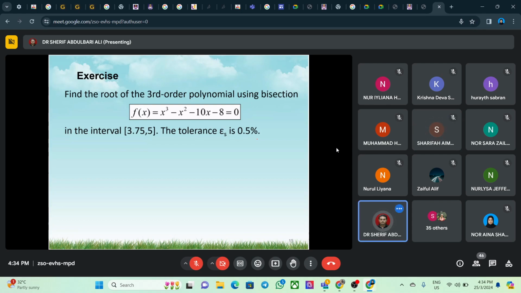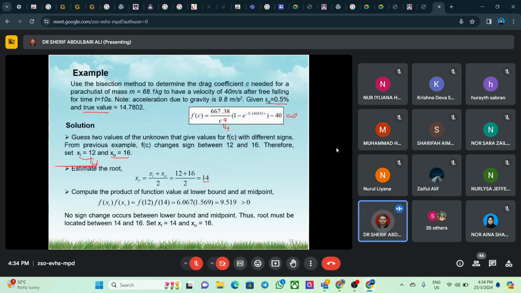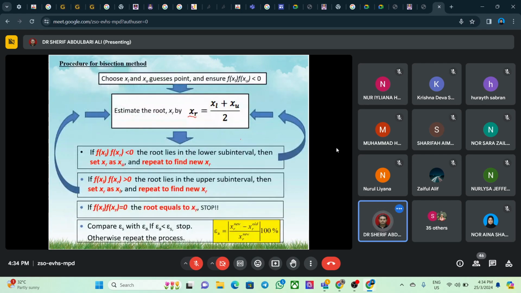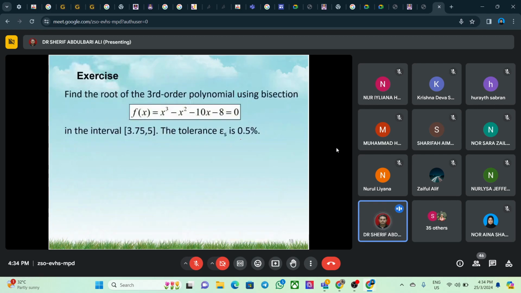Okay, so I want you to list down on a piece of paper, write the function, write the initial values and also the tolerance value of error, because I want to show you the procedure of the bisection method. So write down the function and write down the initial values and the tolerance value of error.